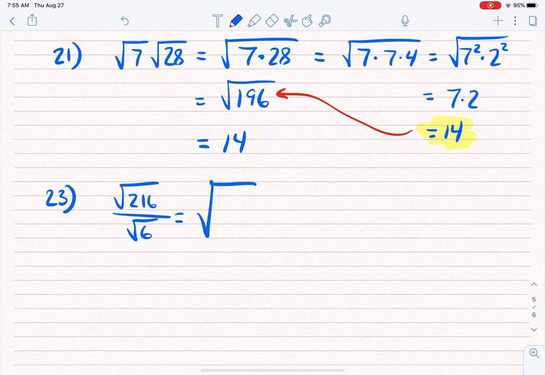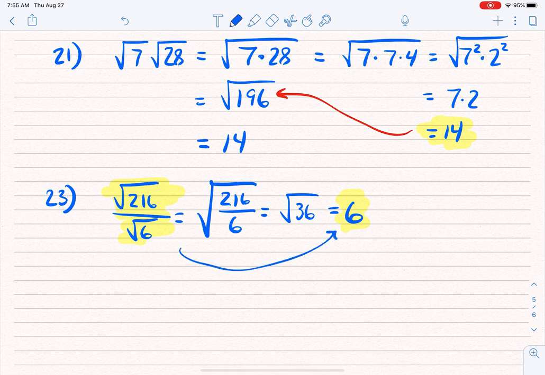But this simplifies to one big fraction or one big radical. You could have the square root of 216 over 6, which is then, if you divide 216 by 6, you get 36. And the square root of 36 is 6. Wow, what an easy problem. Okay, it looks super complicated in the beginning, but it ends up simplifying to something so simple.